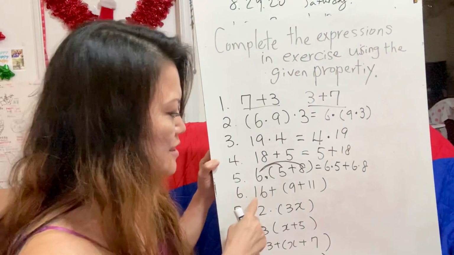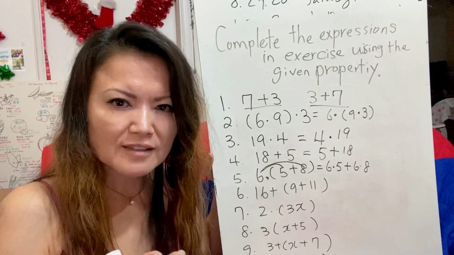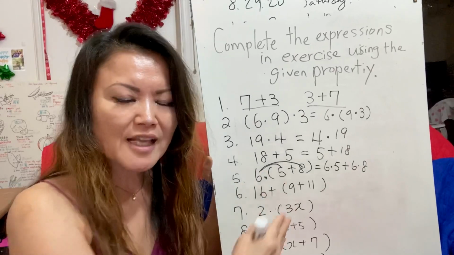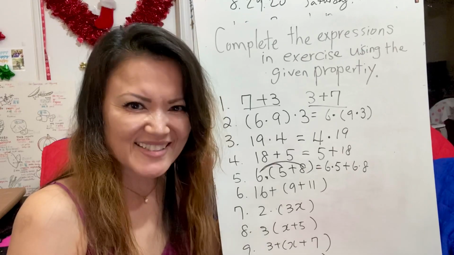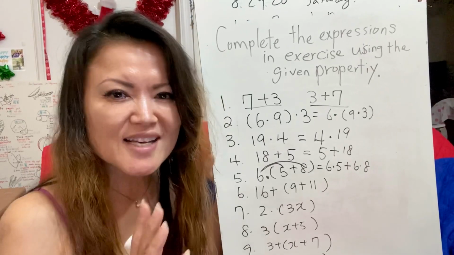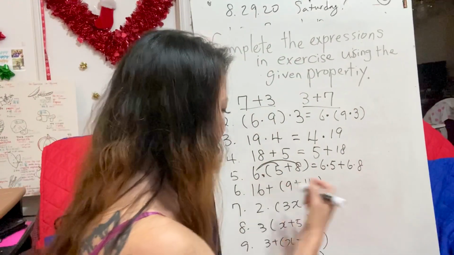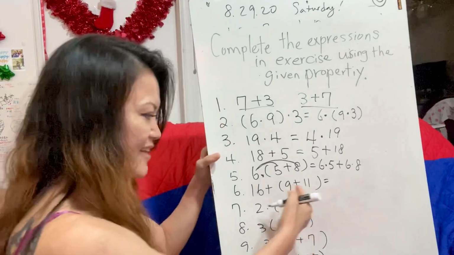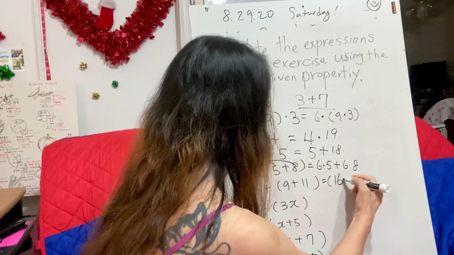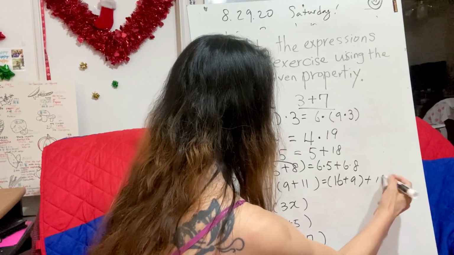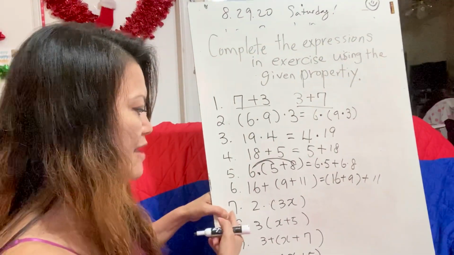Number 6, 16 plus 9 plus 11. Three numbers, same operation, which is addition. If you see the parentheses, it's going to be the associative property. Say again, associative property: A plus B plus C. So 16, this time 9, 11, right? So I'm going to write 16 and 9 in parentheses, plus 11. Associative property.